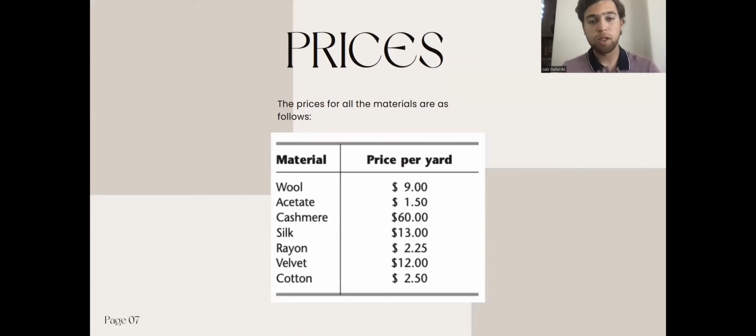Next are the prices for all the materials, which are as follows. Wool is $9 per yard. Acetate is $1.5 per yard. Cashmere is $60 per yard. Silk is $13 per yard. Rayon is $2.25 per yard. Velvet is $12 per yard, and cotton is $2.5. Cashmere is the most expensive.